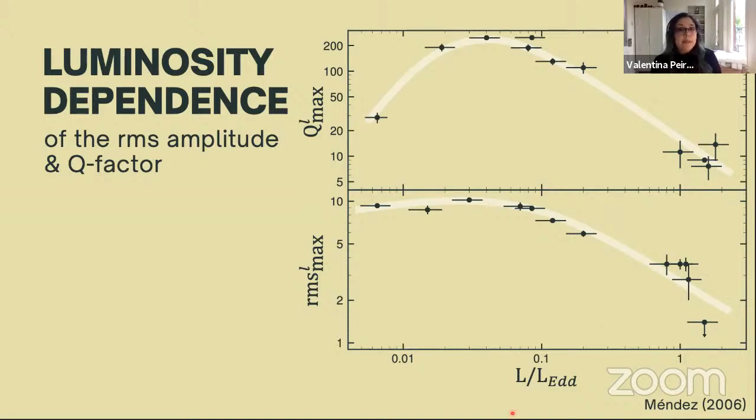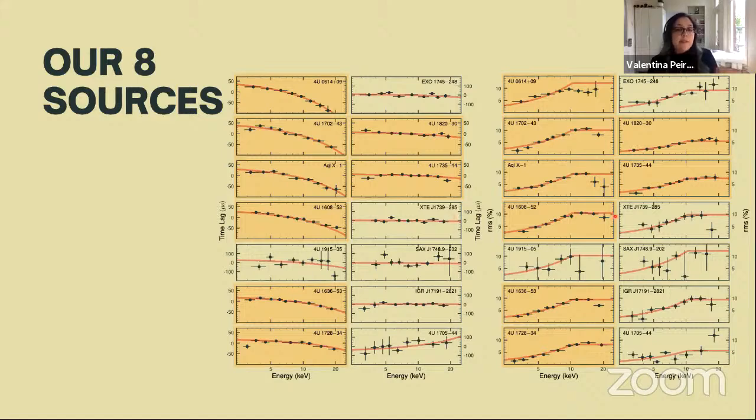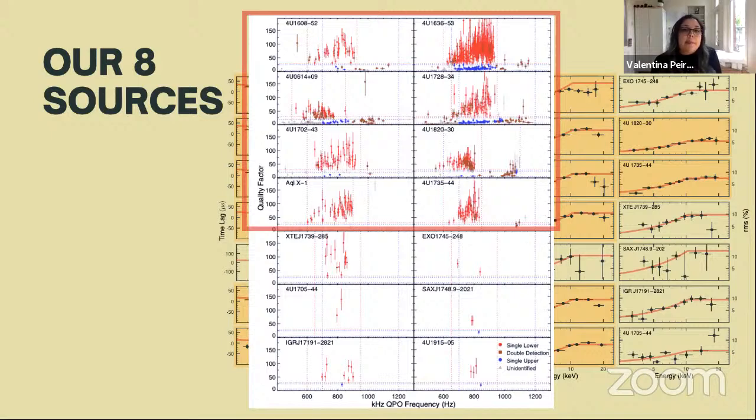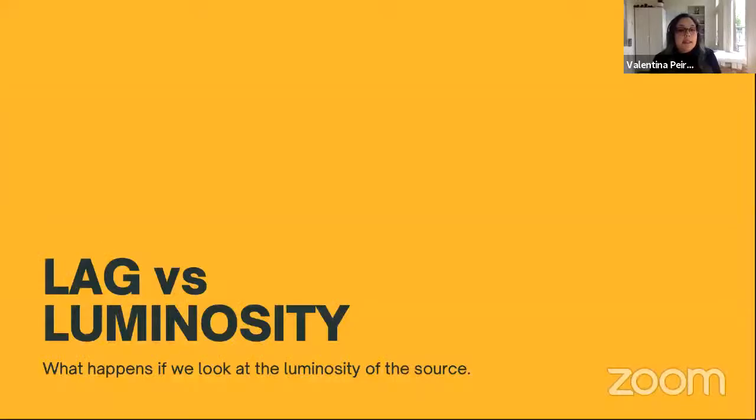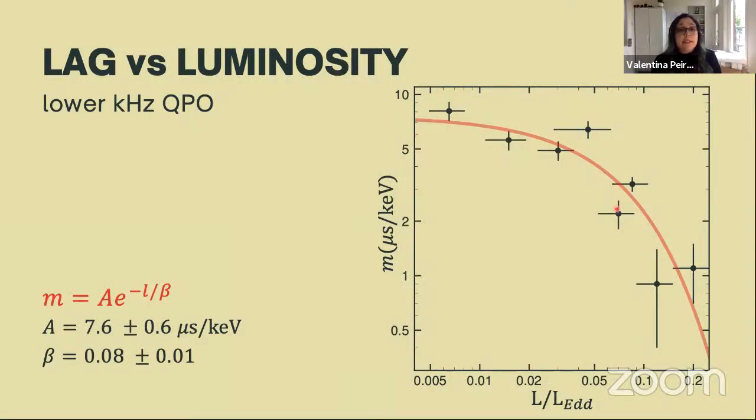So what we did was select 8 of the 14 sources that Troyer et al. worked with. And we selected these 8 because we know that these 8 have a better coverage in the QPO frequency than the other 6. So you see here that these sources have better coverage in the QPO frequency than the others. So we selected these sources and we compared the lag to the luminosity, and we find this.